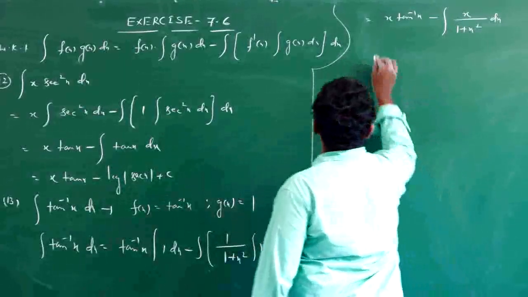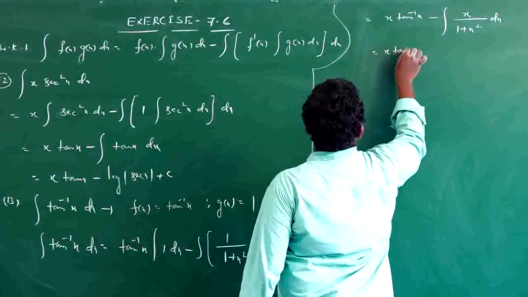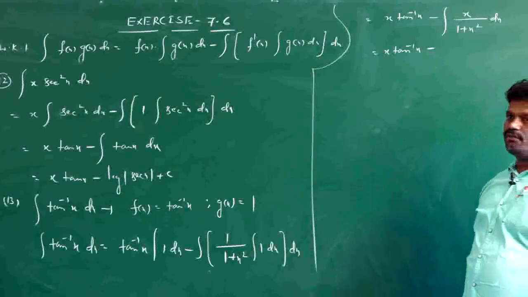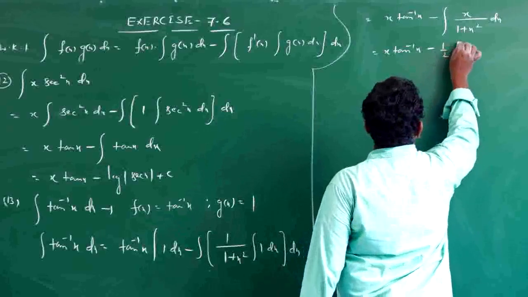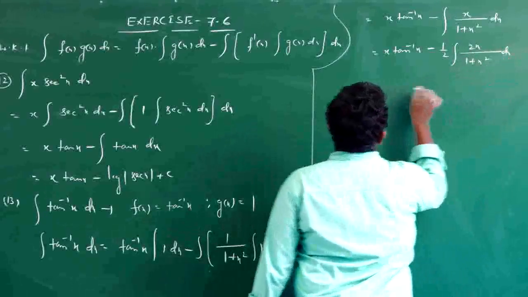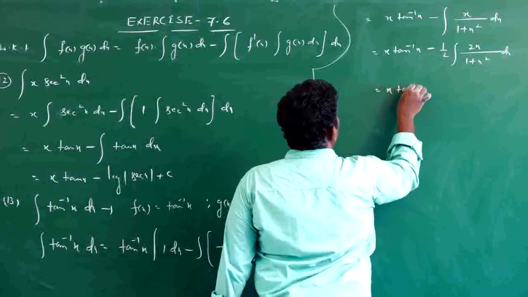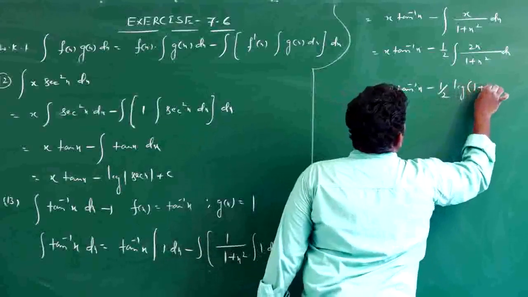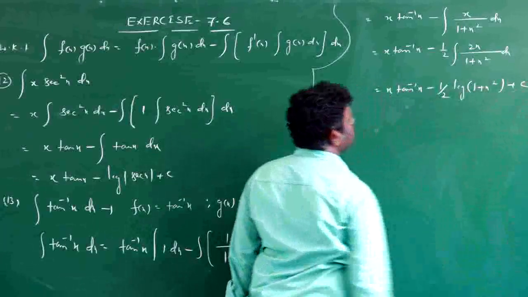Then again, that is equal to x into tan inverse x minus integral f dash of x by f of x. So that's why if balancing this value means 1 by 2 into 2x by 1 plus x square dx value, that is equal to x into tan inverse x minus 1 by 2 log of 1 plus x square plus c value.